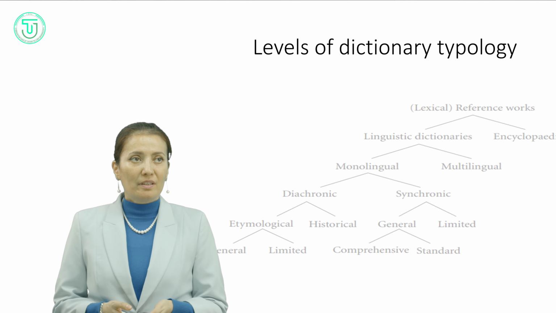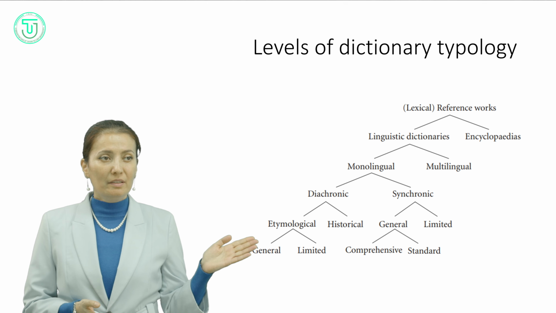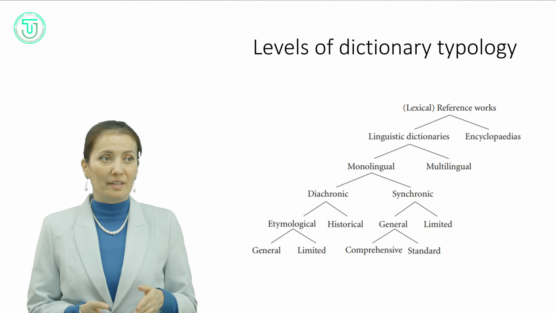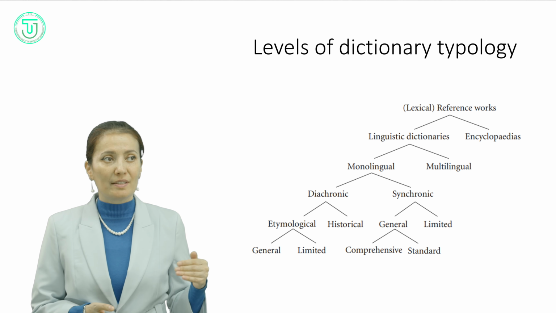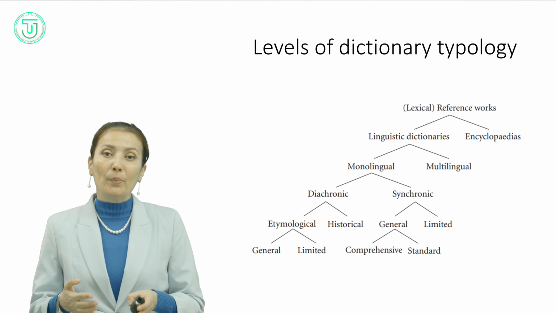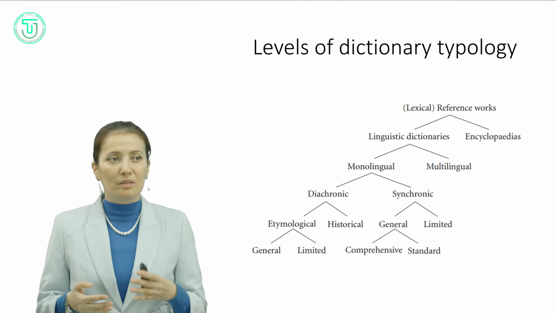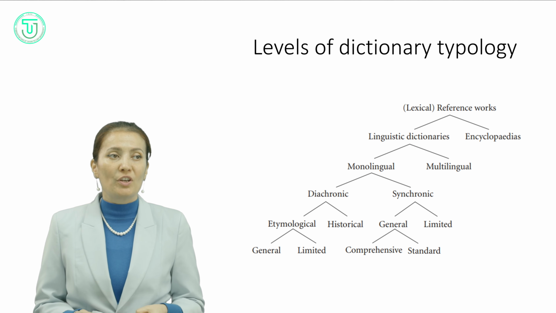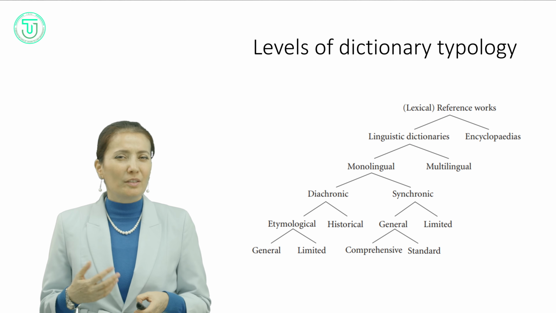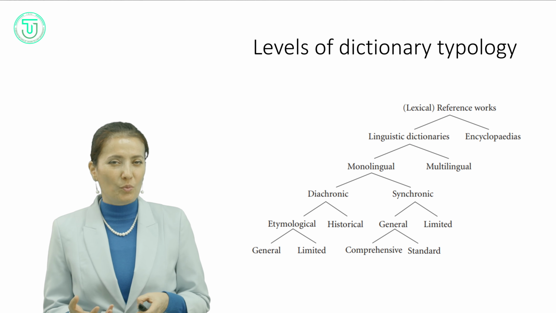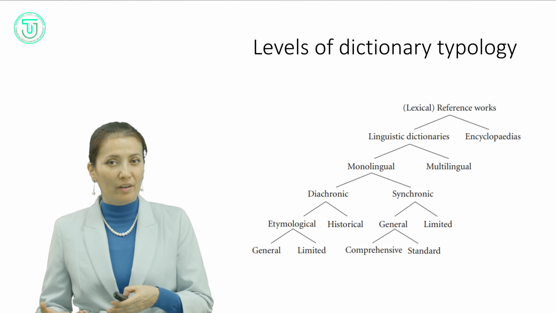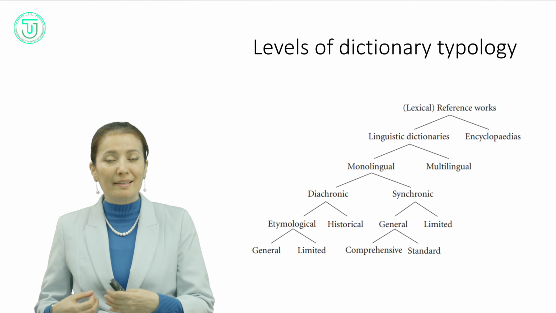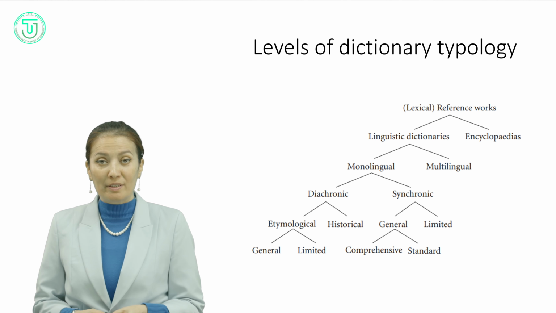And levels of dictionary typology, let us look at this chart. As I told you before, the reference works or dictionaries are linguistic dictionaries and encyclopedic dictionaries. Linguistic dictionaries can be subdivided into monolingual, bilingual, multilingual. We also distinguish diachronic and synchronic. Do you remember from previous lectures what diachronic and synchronic mean? Diachronic refers to the past, historical development, the evolution of the dictionary compiling process.